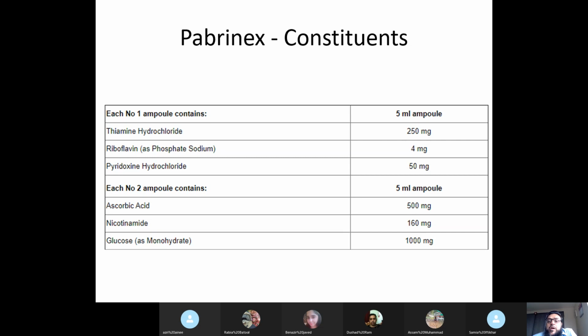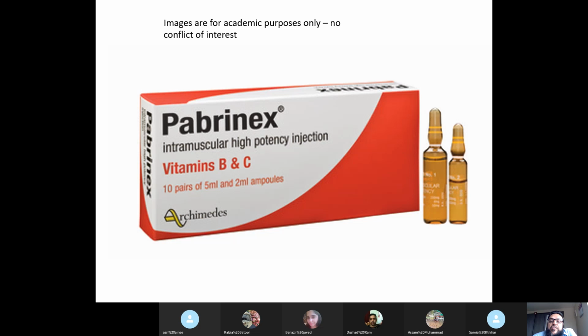But if you're not using Pabrinex, just make sure that you are giving enough nutritional support via the oral route, especially the glucose, and maybe vitamin C separately. The main thing is thiamine. So that is the Pabrinex, and I'm not promoting their company, but that's the only brand we know in Europe and America.